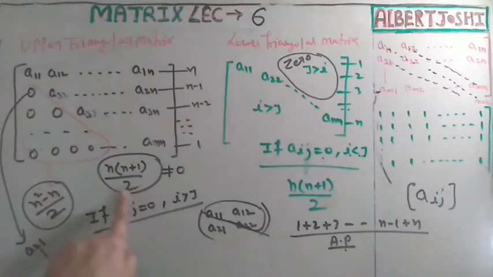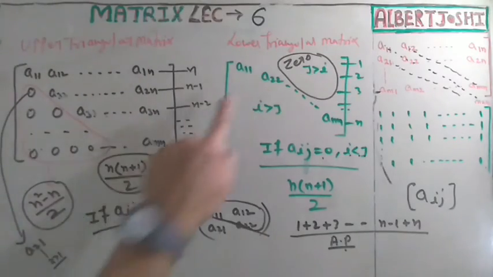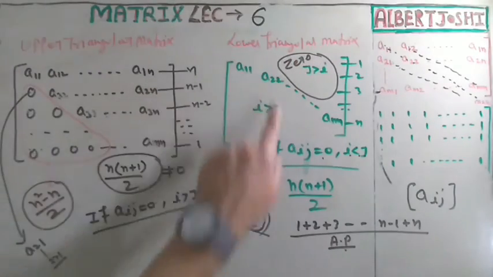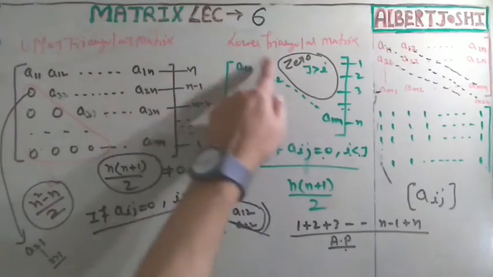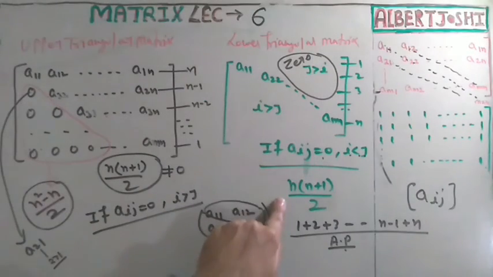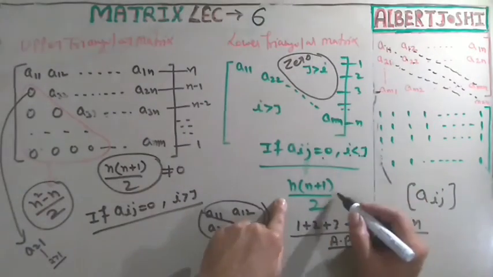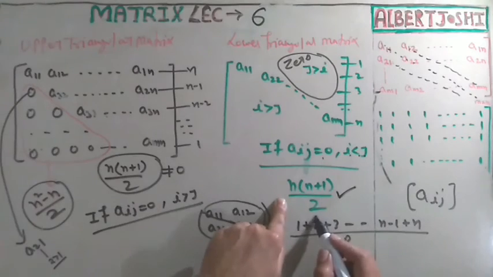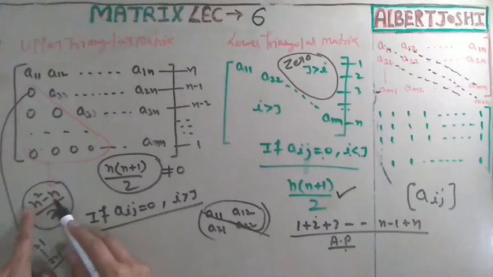The total number of non-zero elements in the upper triangular matrix is n into n plus 1 upon 2. The total number of non-zero elements in the lower triangular matrix is also n into n plus 1 upon 2, and the zero elements are n square minus n upon 2. Both are the same. Okay. So in the exam they ask such types of questions.